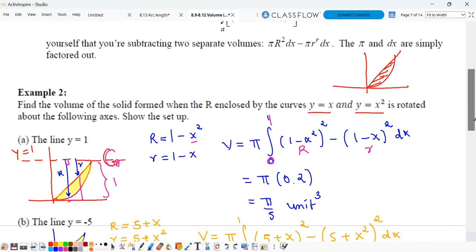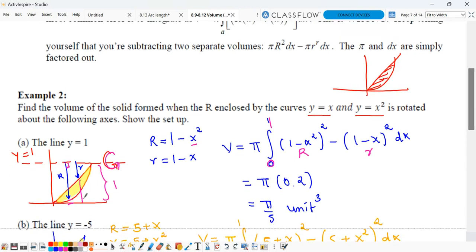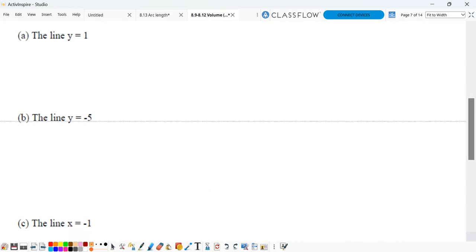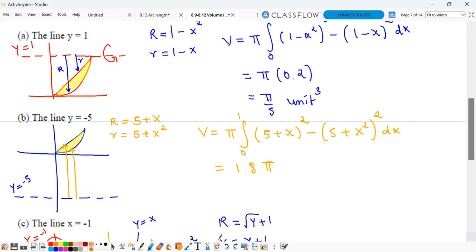Let's take a look at another example here. Line y equal to negative 5. Y equal to negative 5. So the same shape, but the line is way below. So I'm going to explain here the big radius and small radius. The distance extra 5 we are adding.